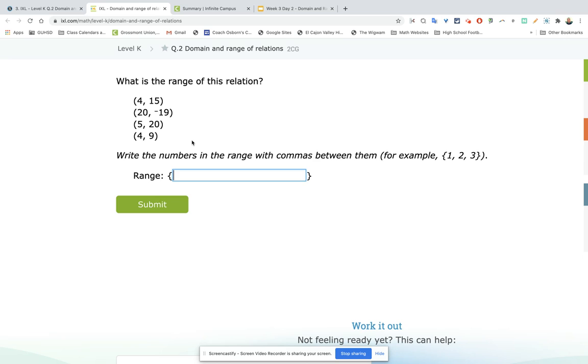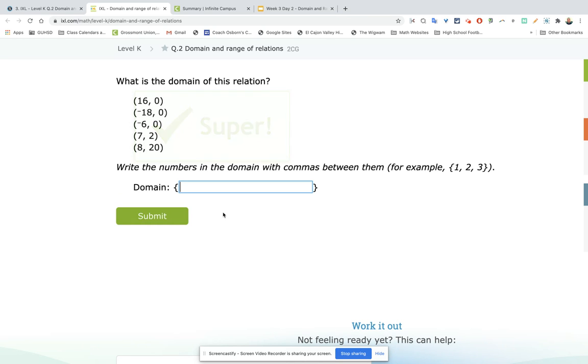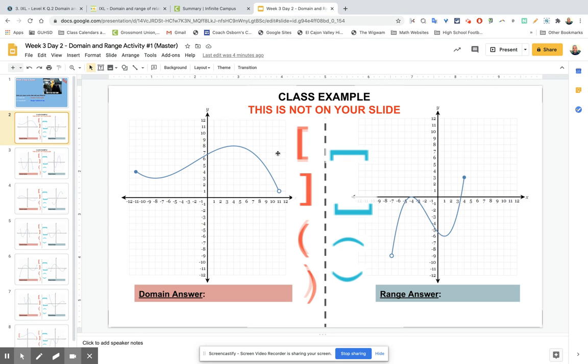Okay, now the range with points. They're just listed out, right? I have 15, -19, 20, and 9. I'm literally just listing out the y values. Okay, now let's go over to the graph and show how this applies.